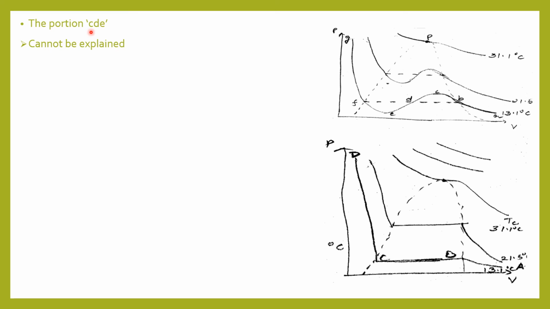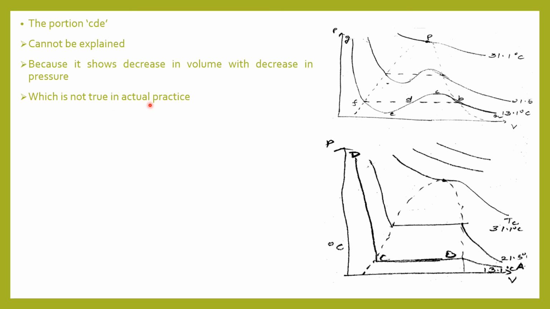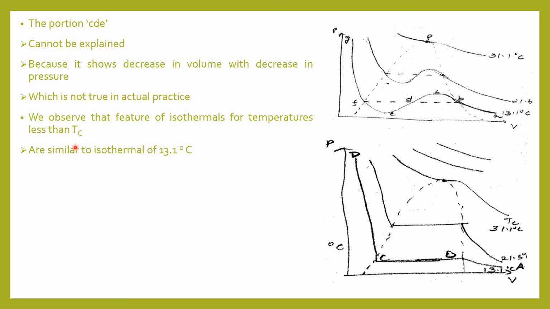The portion CDE could not be explained because it shows an increase in volume with a decrease in pressure... which is not true in actual practice. We observe that features of isothermals for temperatures less than Tc, that is the critical temperature, are similar to the isothermal of 13.1 degrees Celsius. So this curve or this isothermal corresponds to the critical temperature.